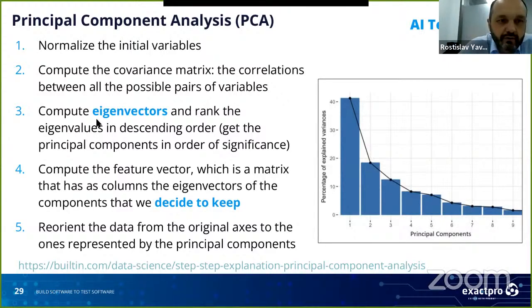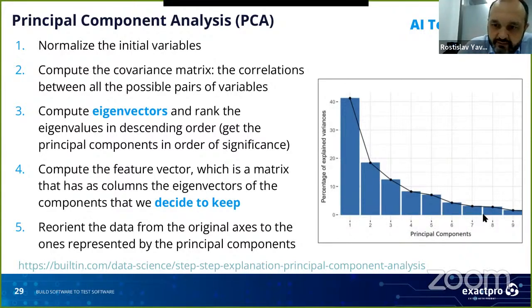Then you compute eigenvectors. Don't ask me what this is. It's quite tricky, but a quite interesting idea. And then you rank them in descending order. And then the idea is similar to the first approach. You just decide which of those vectors to keep, and you just drop the rest.